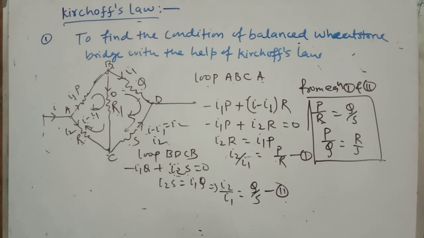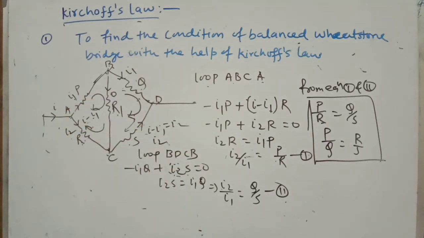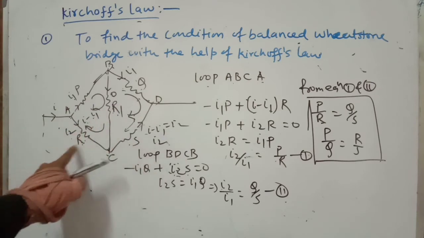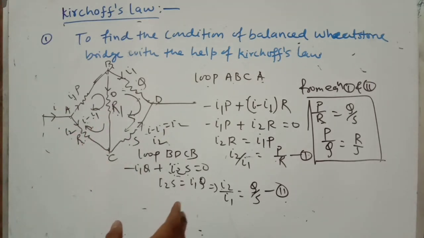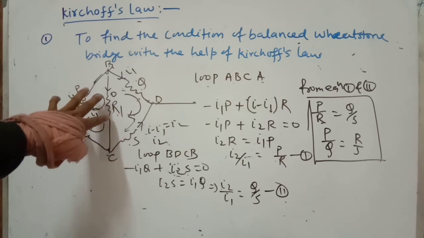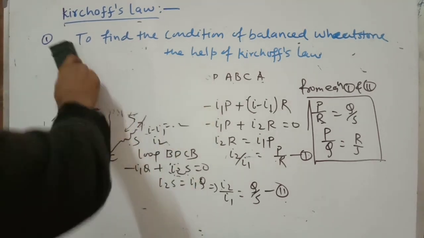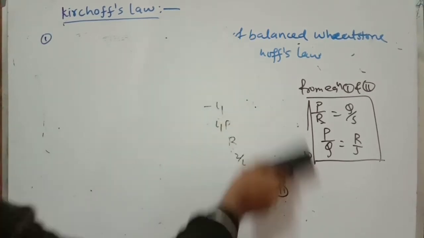Now we can also find the unbalanced case. Unbalanced means the ratio of the resistances is not equal, so you can write P by Q is not equal to R by S. That Wheatstone bridge is an unbalanced Wheatstone bridge. In that condition, some current flows through the bridge resistance. With the help of Kirchhoff's law, we can also find the current in every branch. Let me take one example in the case of an unbalanced Wheatstone bridge.